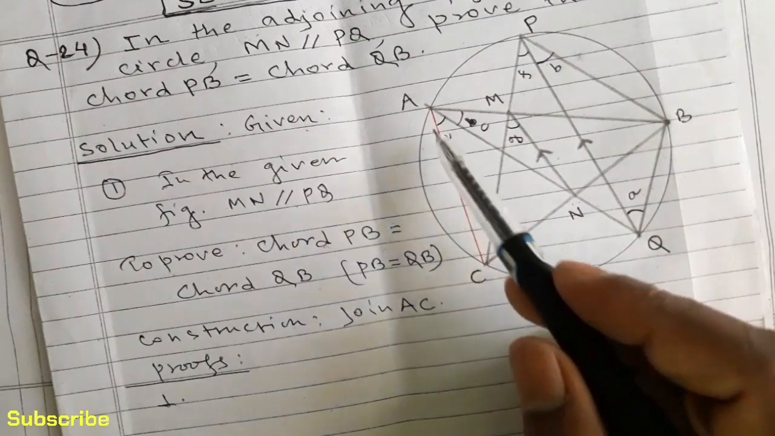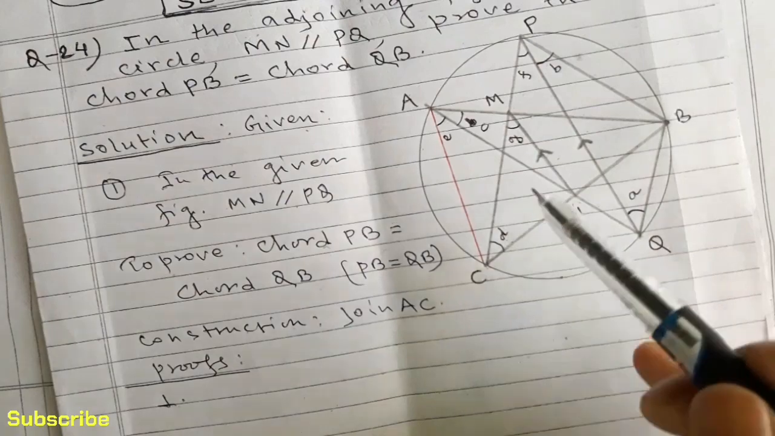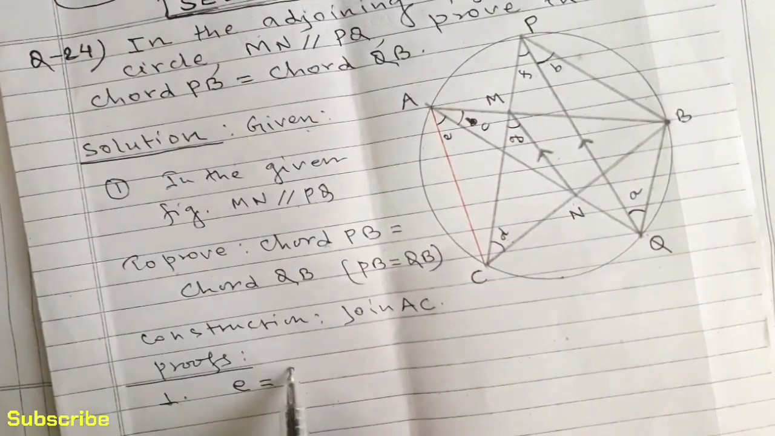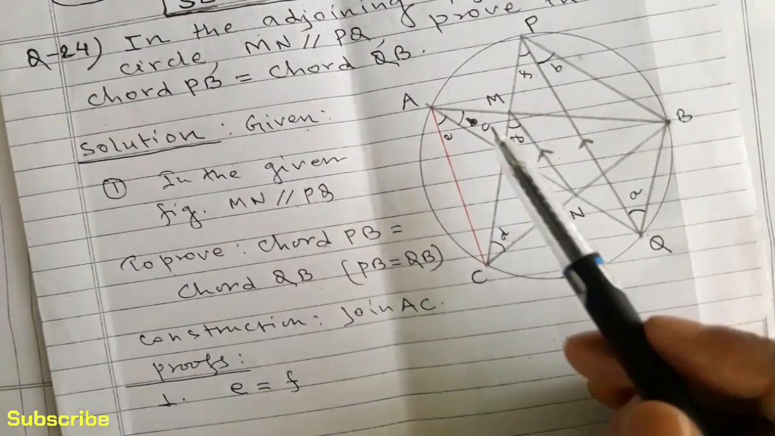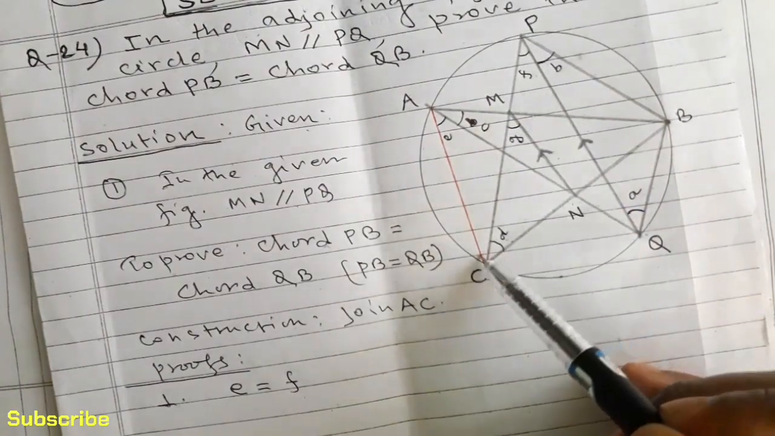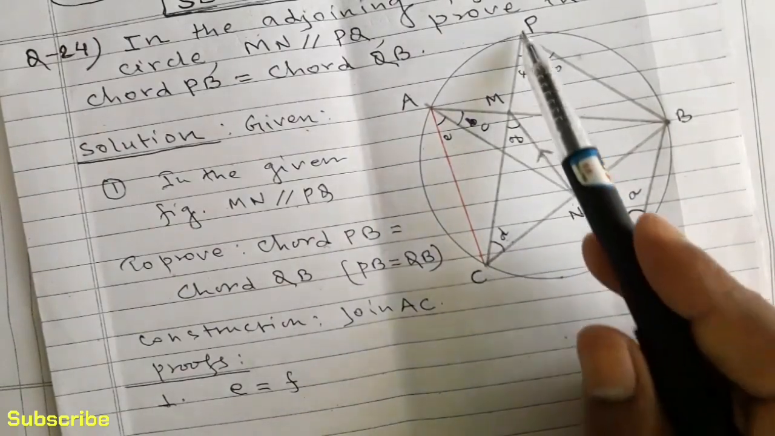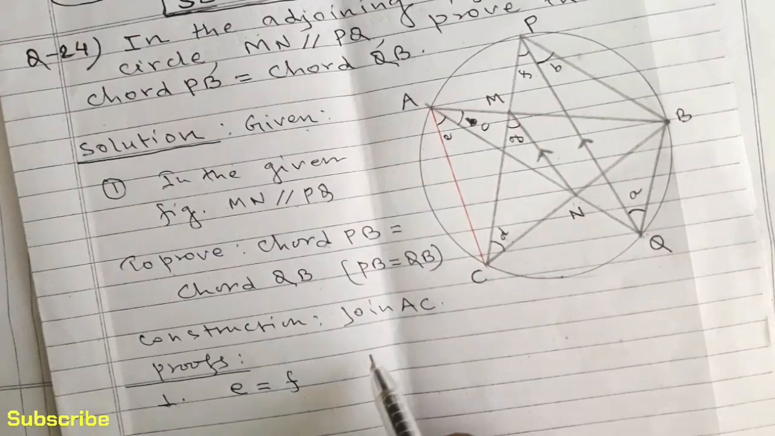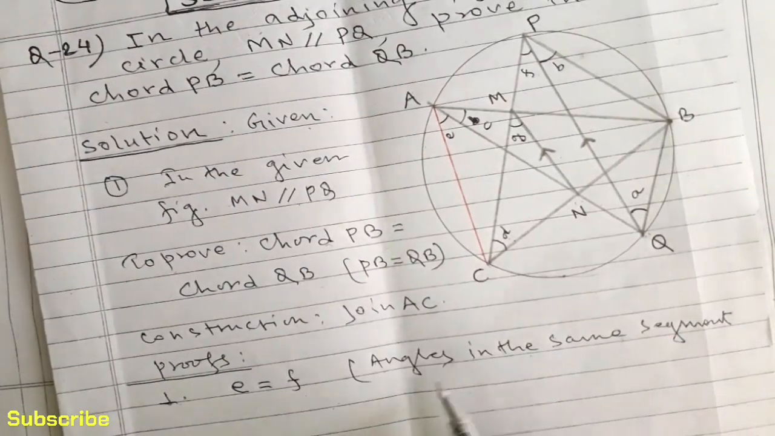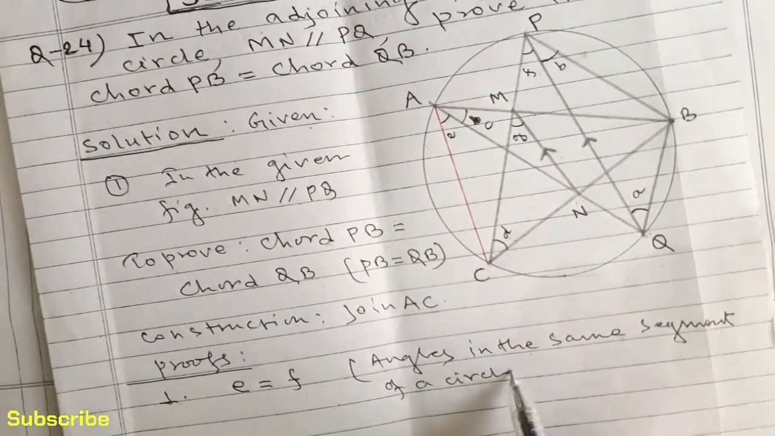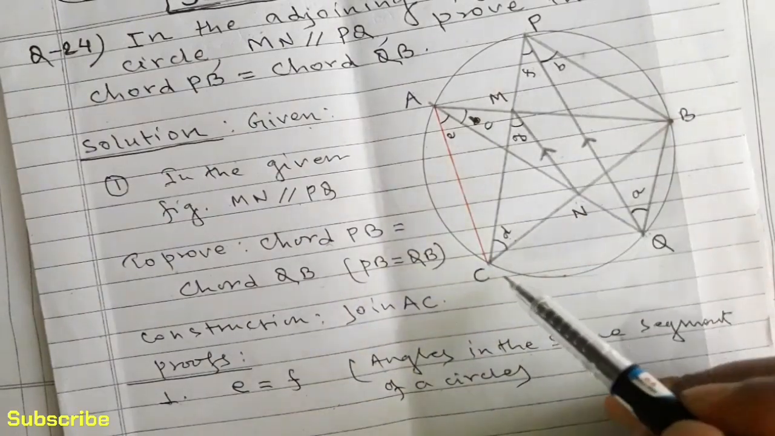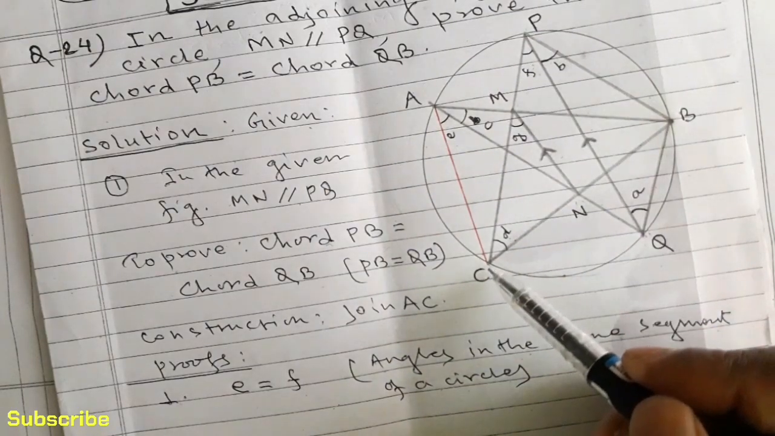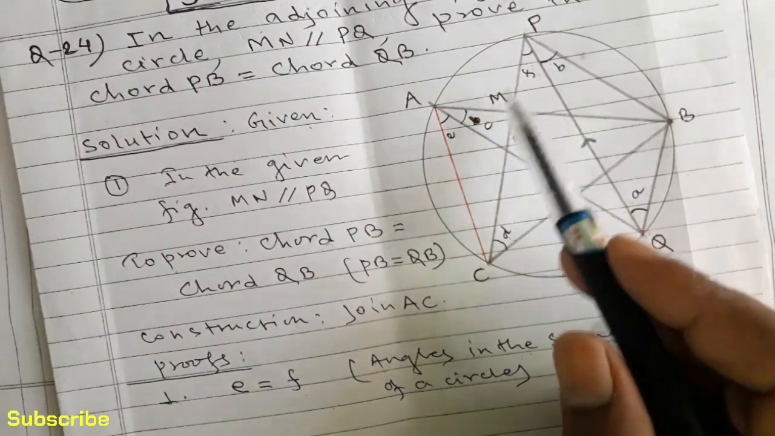Dear students, we can take angle CAQ equal to angle CPQ, which I have supposed as E and F. So let's write down E is equal to F at first in short form so that it will be easy to understand. Angle E and angle F, that means angle CAQ and angle CPQ, we can write both equal because they are standing on the same arc. Angles in the same segment of a circle are equal. Or we can say angle E and angle F are subtended by the same arc CQ. If two angles at the circumference are standing on the same arc, then the two angles are equal.